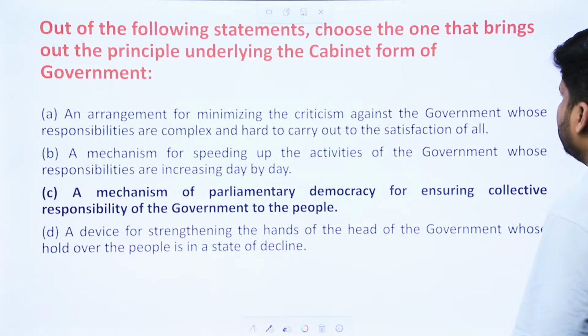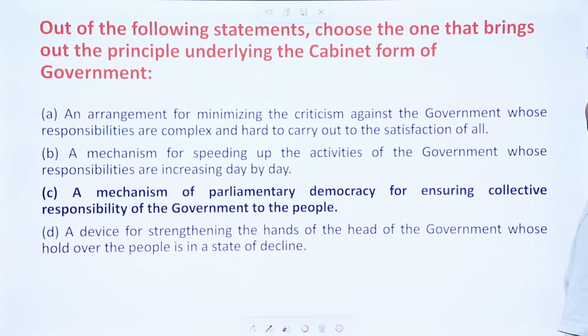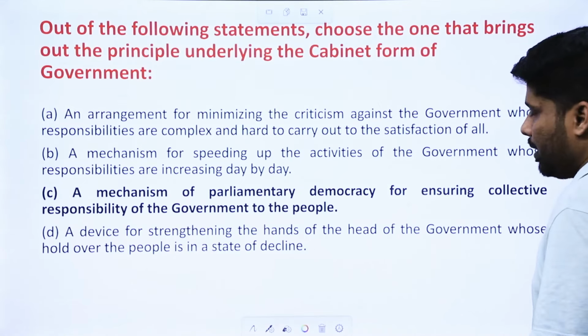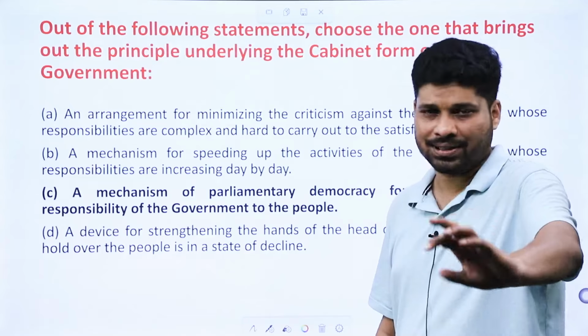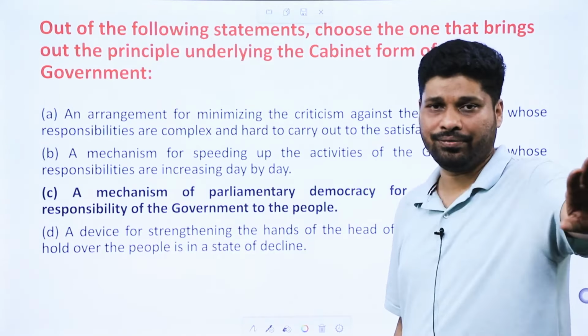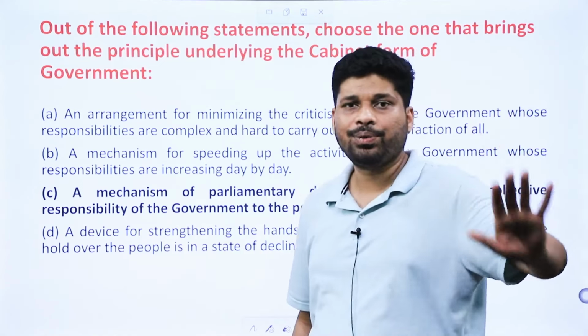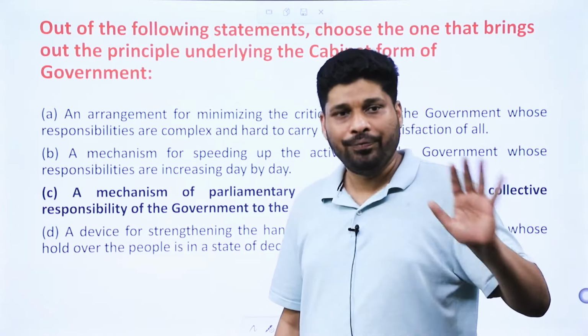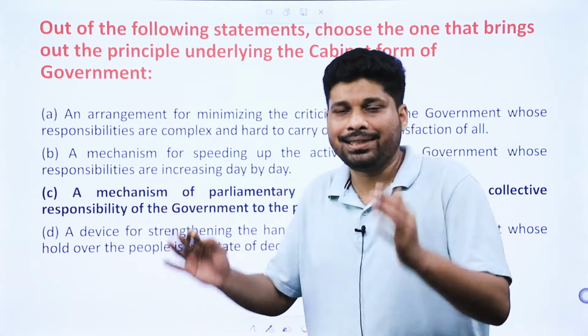Out of the following statements, choose the one that brings out the principle underlying cabinet form of government. All right. Cabinet form of government is same as parliamentary form. There is minor difference, but for general studies, that difference you can just waive out. All right. Cabinet form of government basically works on the principle of collective responsibility, which basically means that the council of ministers will swim and sink together.